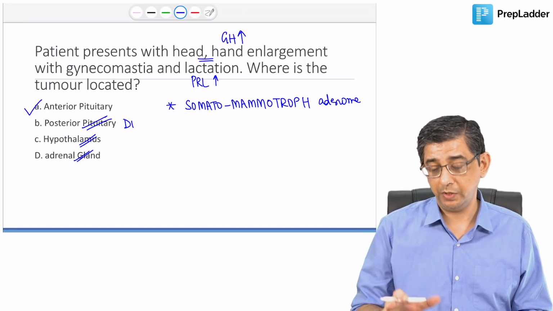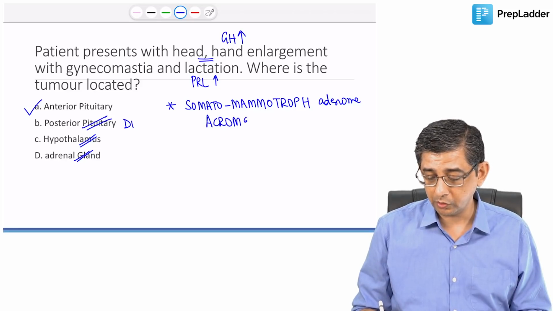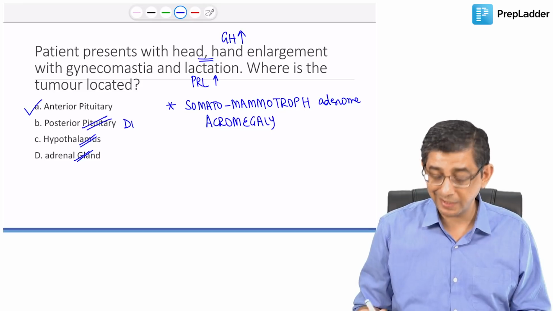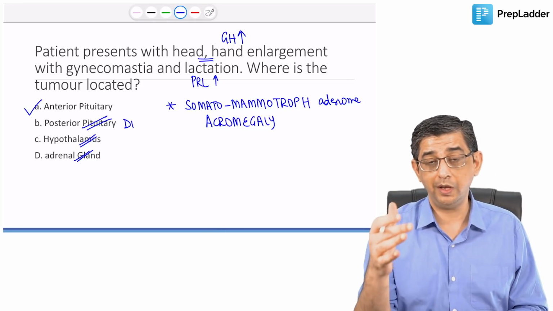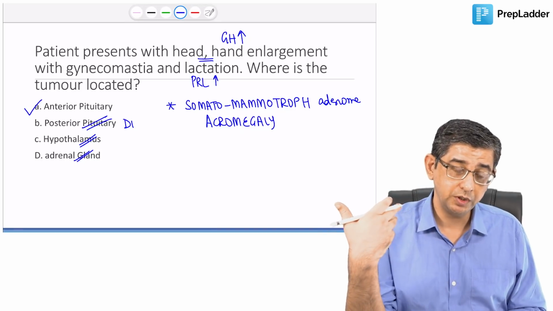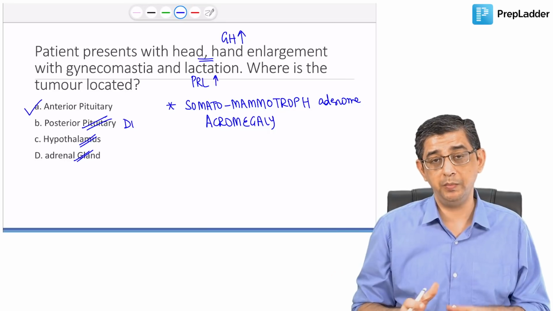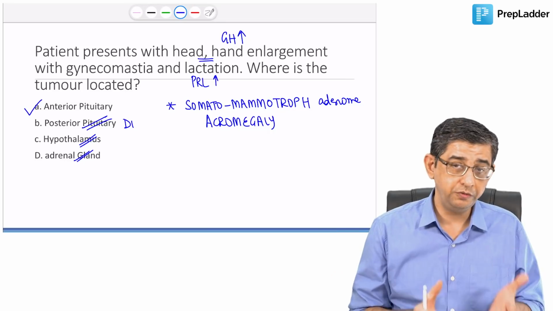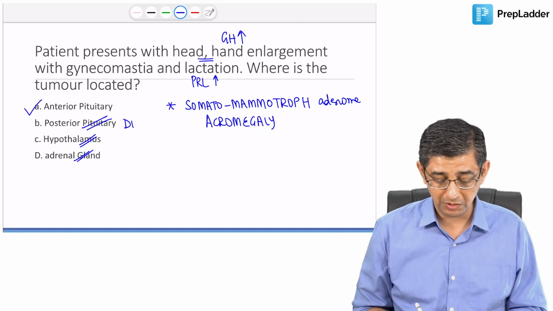The basic concept is that patients with acromegaly can also be having galactorrhea. They can also be having excess of prolactin. So don't be under the impression that galactorrhea is seen only with a prolactinoma. It can even be seen with acromegaly. As I said, you could be having a somatotroph adenoma, you could be having a somatomammotroph adenoma. The answer to this question is option number A.